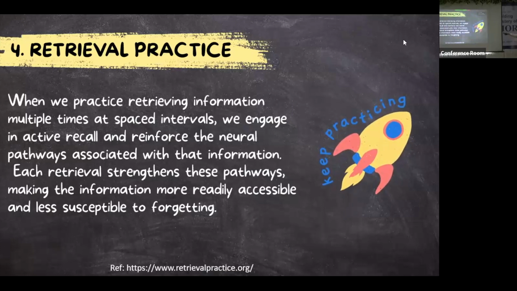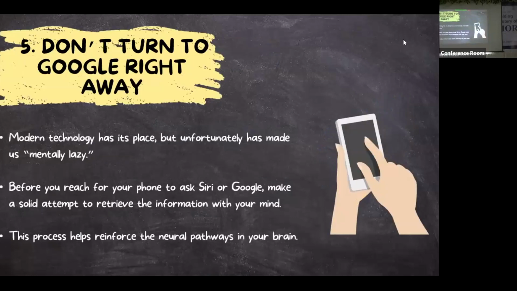So here is the reference. As students, we commonly go to Google or Siri for anything we don't know: what is this, what is that? But in our brain there are certain things, and we are not forcing ourselves to use them. So please make an attempt to retrieve the things that you have learned before going to Google or Siri.